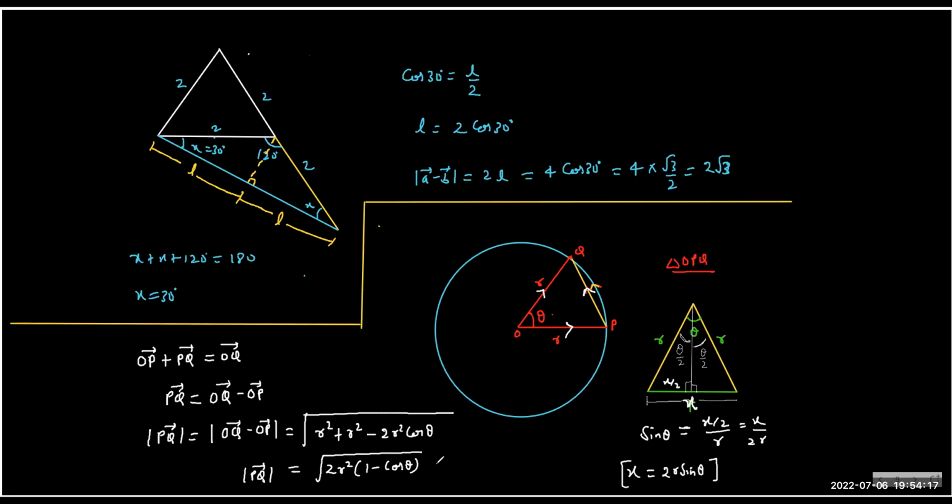So 1 minus cos theta we can write as 2 sine square theta by 2. And now you can see 2 and 2 come out. Everything is squared, so we can bring everything once outside. And now the answer is matching. You can see, same answer.